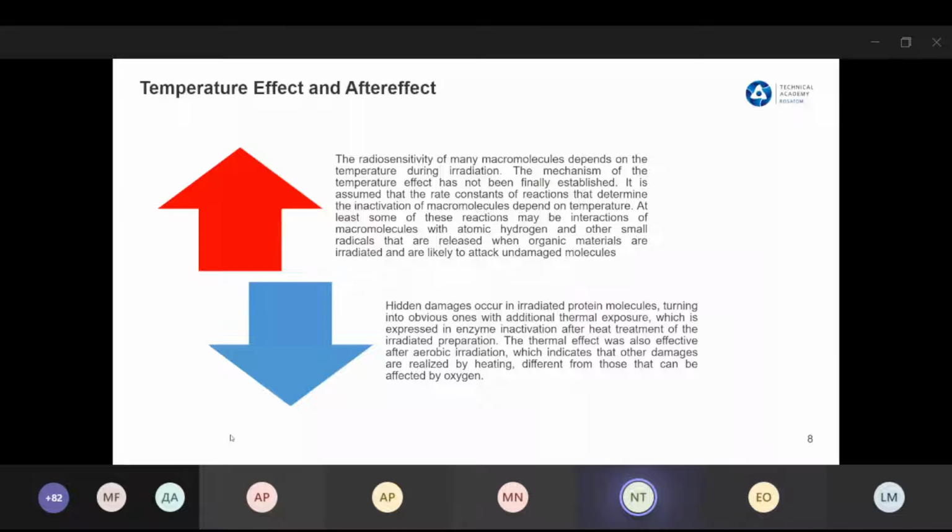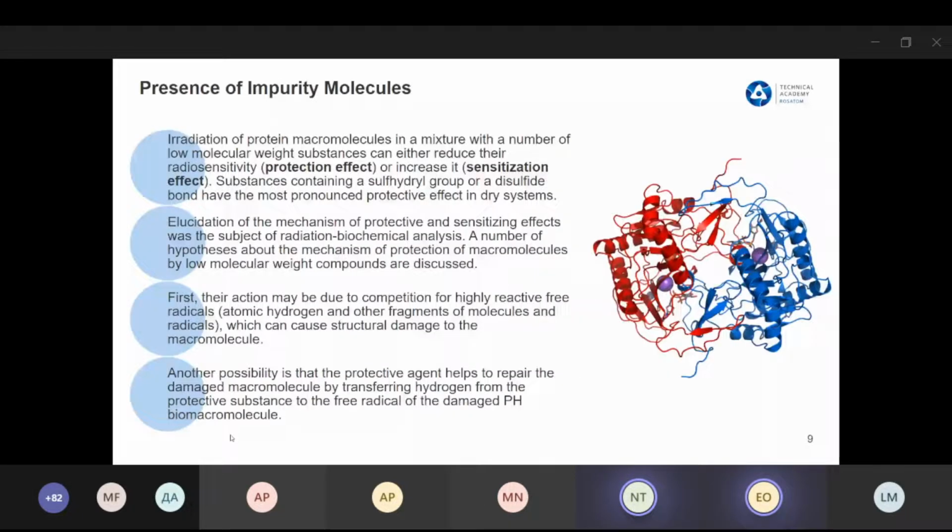The presence of impurity molecules. Irradiation of protein macromolecules in a mixture with a number of low molecular weight substances can either reduce their radiosensitivity, the protection effect, or increase it, the sensitization effect.